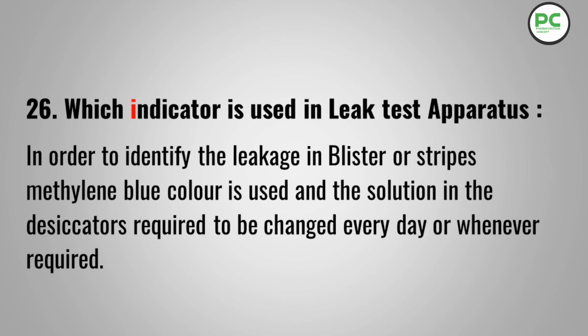Which indicator is used in the leak test apparatus? In order to identify the leakage in the blister or strip, methylene blue color is used, and the solution in the desiccator needs to be changed every day or whenever required.